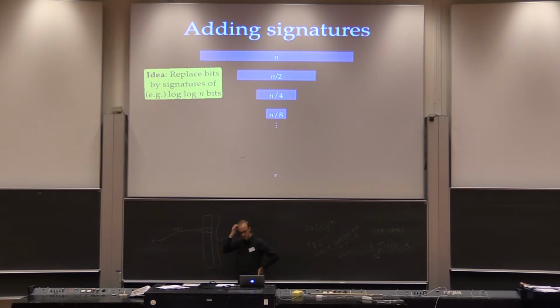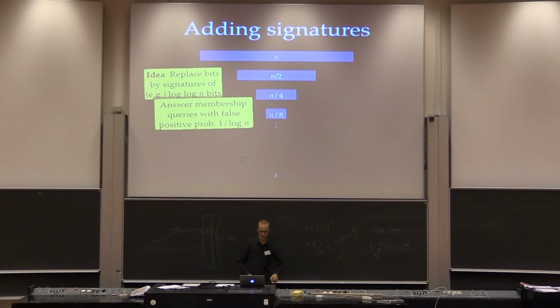So another trick we can do here is to add signatures. So instead of just storing a bit, saying that something unique hashed here, we can actually put a small signature that tells us something about what it was that hashed here. And suppose, for example, that we put a small signature of log n bits. So log n is going to be 6 or 8 or something like this. We can actually shrink the tables a little bit if we do this.